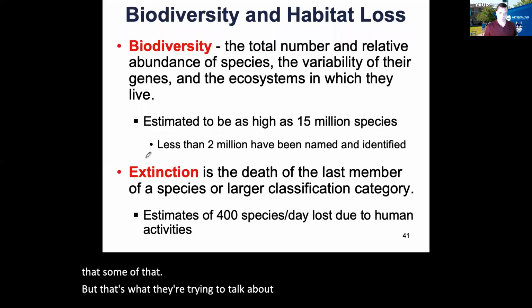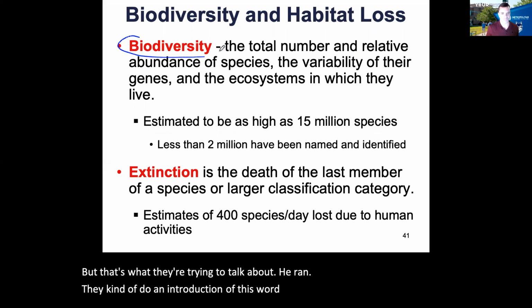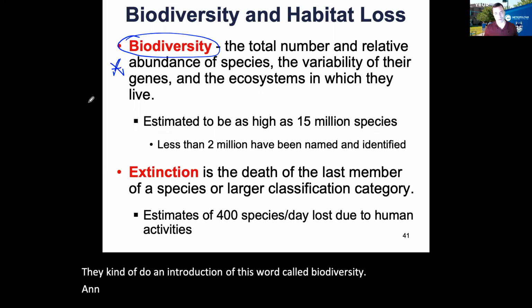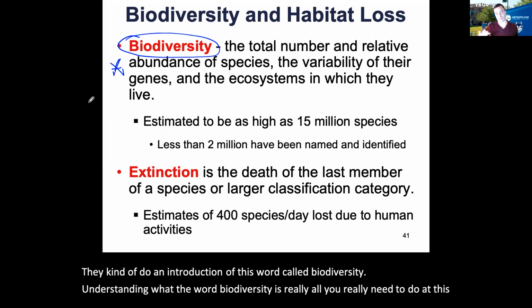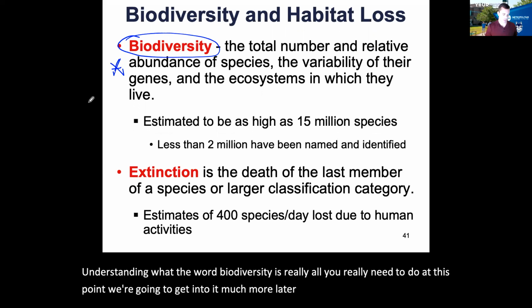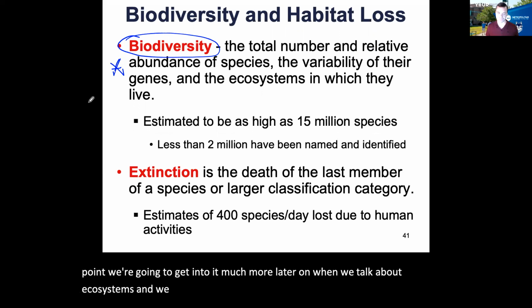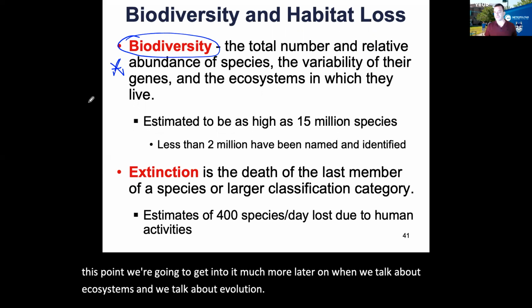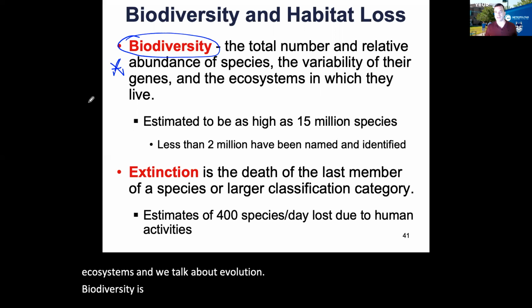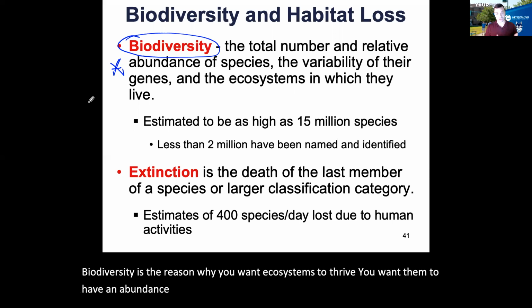They also do an introduction of this word called biodiversity. Understanding what the word biodiversity is, is really all you need to do at this point. We're going to get into it much more later on when we talk about ecosystems and evolution. Biodiversity is the reason why you want ecosystems to thrive, okay? You want them to have an abundance of various different creatures, species, and all of that variability.